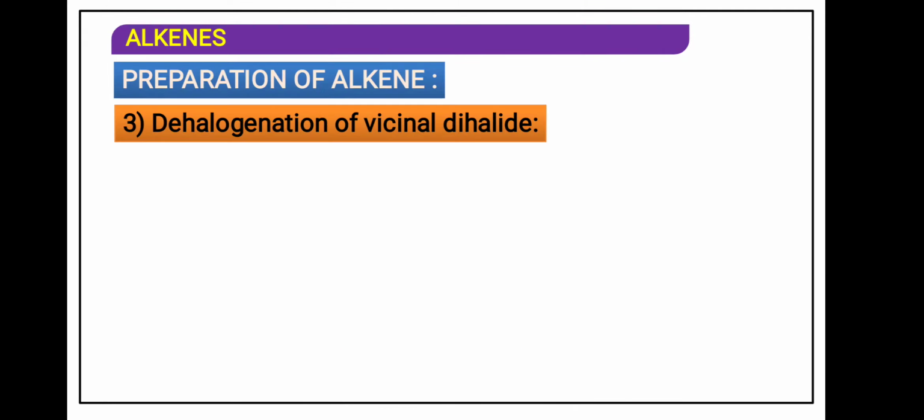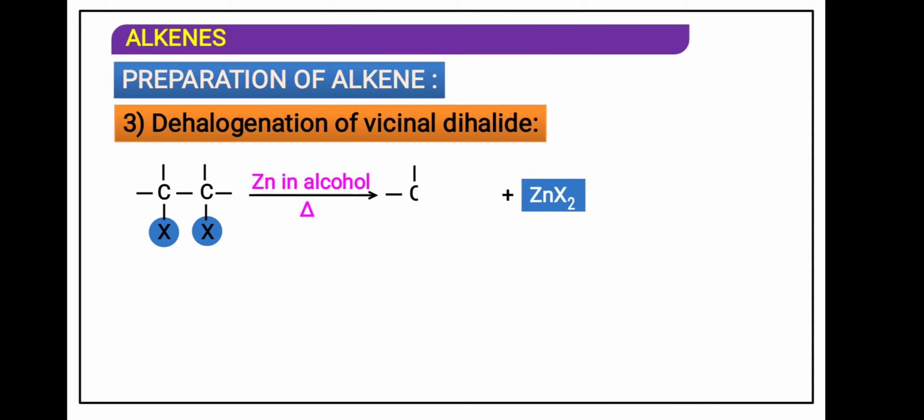The next method of preparation of alkene is dehalogenation, where only the halogens are removed from vicinal positions. Vicinal means 'vegde' in Marathi, so the halogens are attached to different carbons. Two halogens attached to two different adjacent carbons is called a vicinal dihalide. In the presence of zinc and alcohol, zinc has valency 2, so zinc will remove both halogens as ZnX2, and the carbons will form a double bond. Very nice reaction. That is dehalogenation.